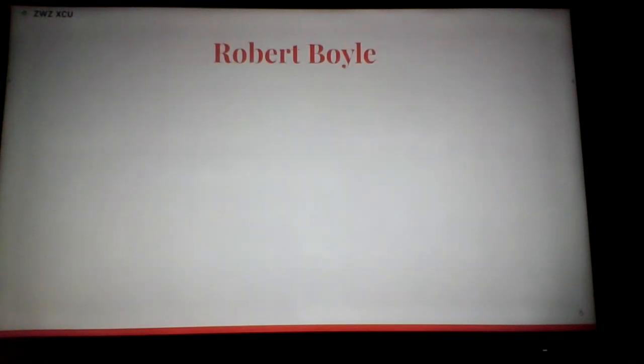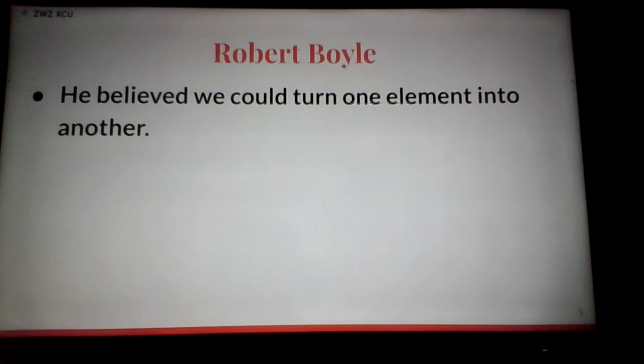One scientist named Robert Boyle believed that we could turn one element into another. Theoretically, we would have to change the number of protons in the nucleus. There's an old fairy tale called Rumpelstiltskin, and he was a little troll who could spin straw into gold. Well, straw is made of carbon, only 6 protons. Gold is element 79, so 79 protons.